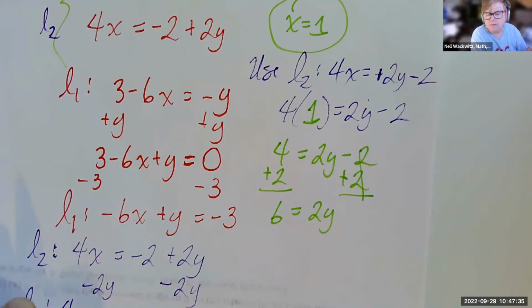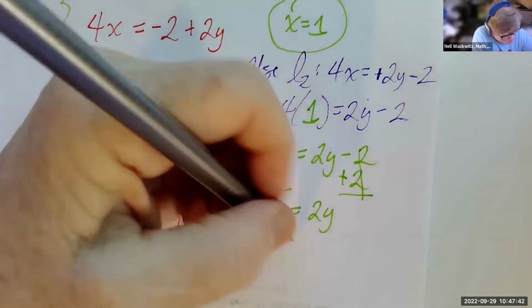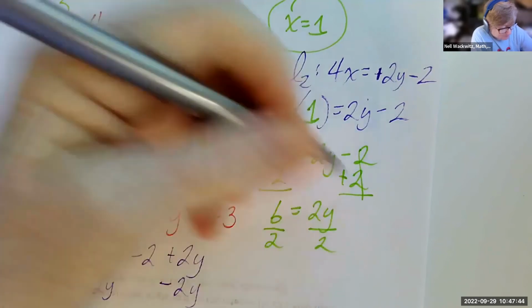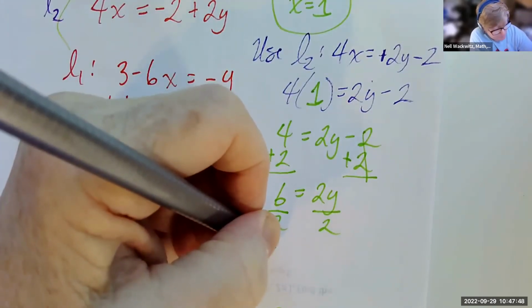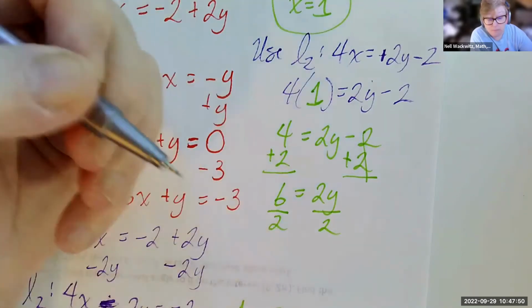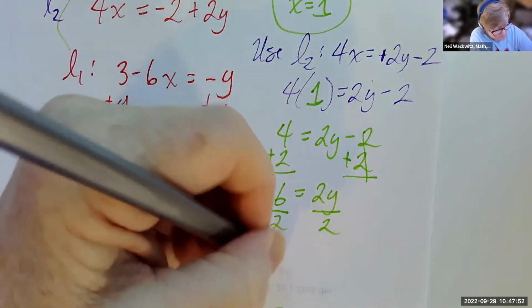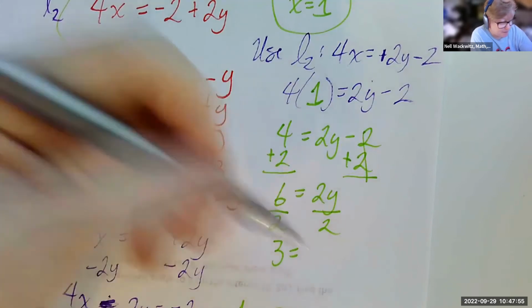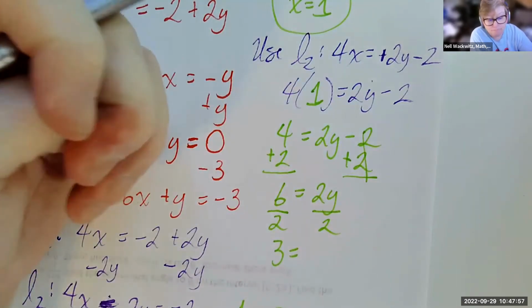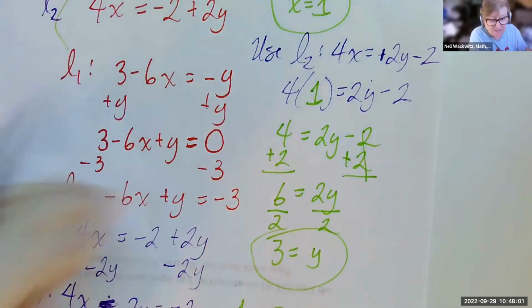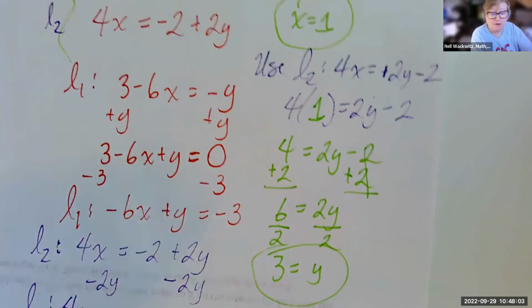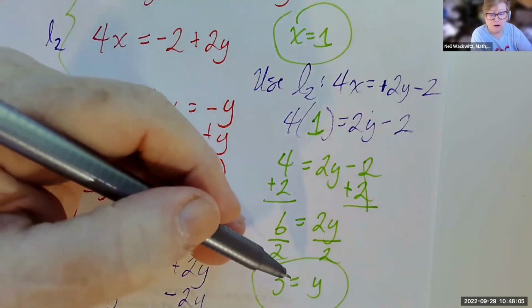How do we find y? Divide by 2. Good. 6 divided by 2? 3. Excellent. And 2y divided by 2. y. Yay. Now we have a value for x and a value for y.